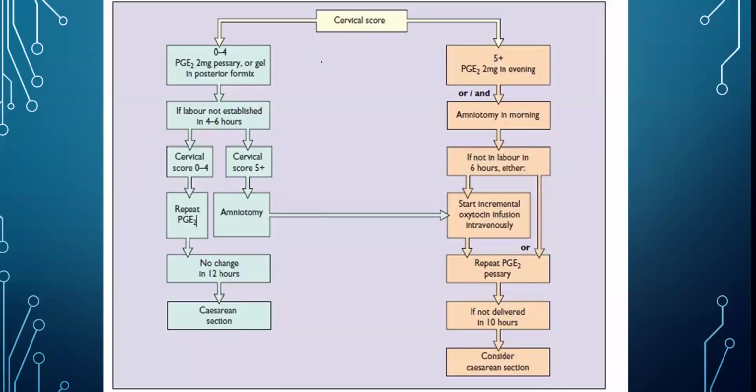Sometimes we do induction of labor, especially for patients with some medical condition, and sometimes if labor is not progressing. To go for induction of labor, you need to check the cervical score or Bishop's score. We say that the cervix is ripe if the Bishop's score is more than 5. If it is less than 5, you need to ripen the cervix.